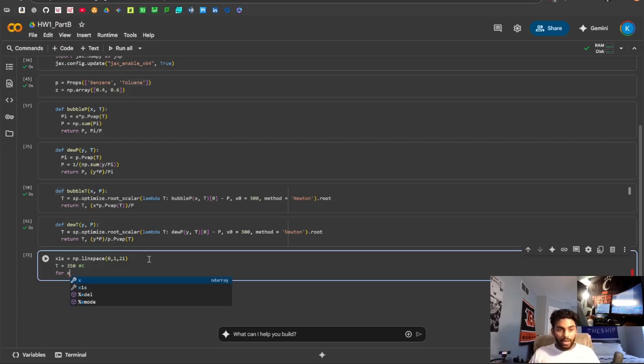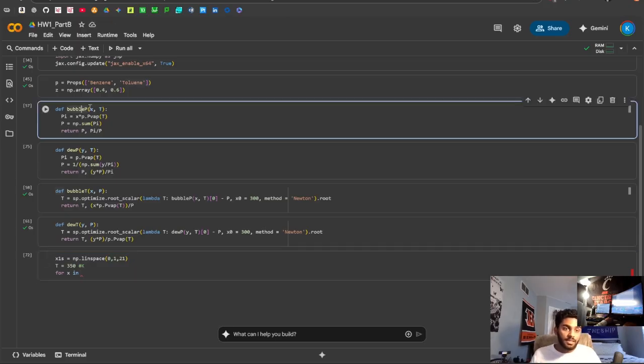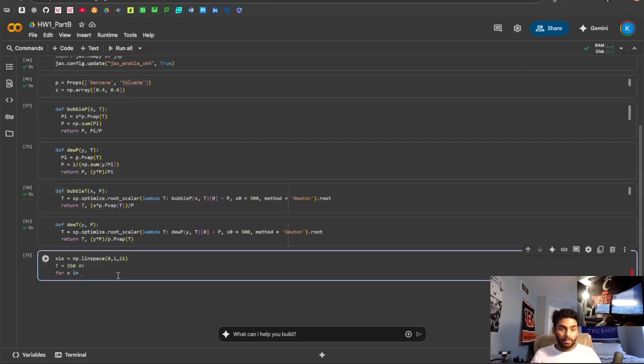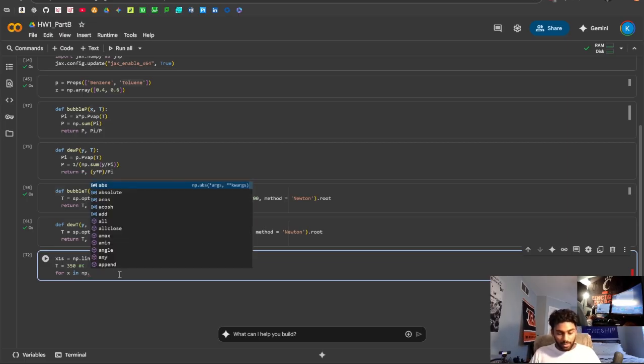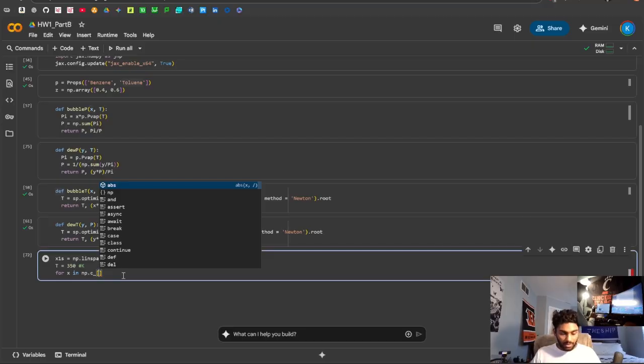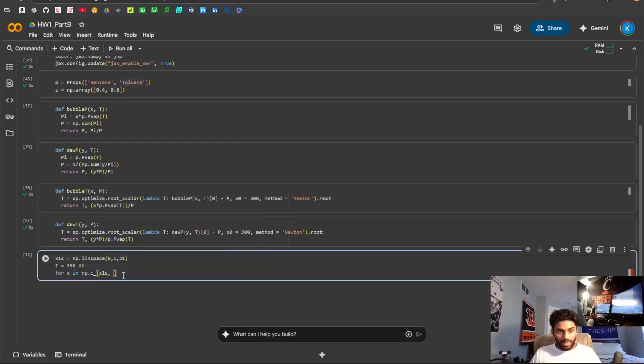So I'm going to say something like for x in, and remember that this needs an input of an array of 2 values that are according to our benzene and toluene compositions in this case in the liquid phase. So I'm going to do something like np.column_stack of our x1s and our 1 minus x1s, or technically this is our x2s.